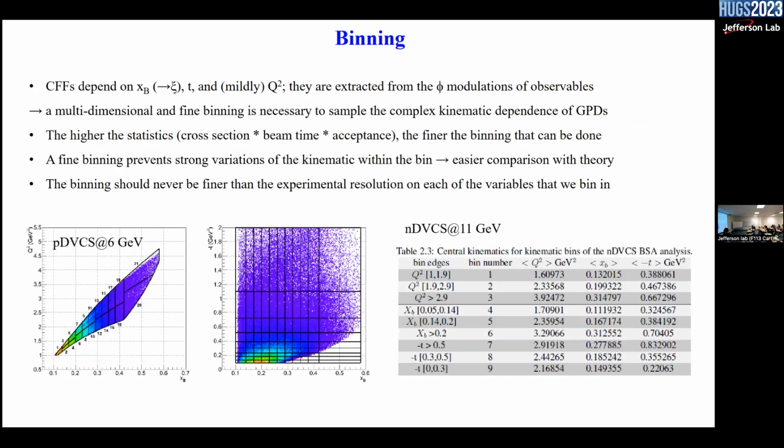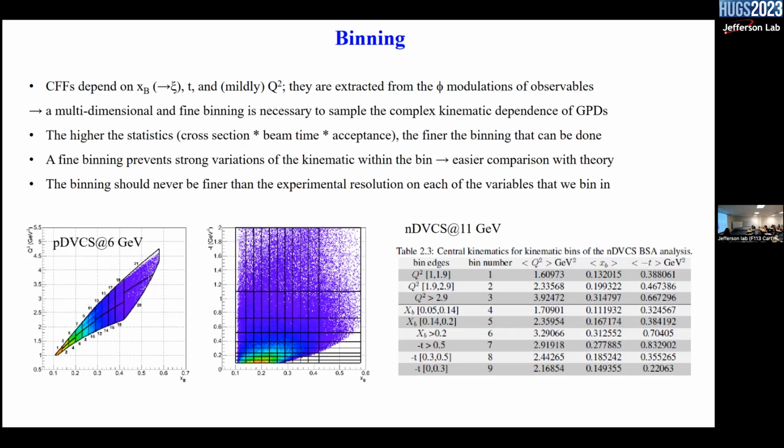So then once you have your final state all nicely selected, you have to bin your data. As the Compton form factors and the GPDs depend on many variables, x Bjorken and t, and mildly also on Q square, and then you have to get the phi distribution, you need a multidimensional and fine binning to sample all this dependence. And you decide based on how much statistics you have available. So if you have high statistics, you can do a fine binning.